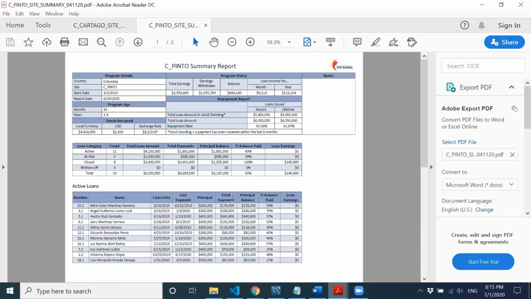All right. So in this case, using total loan amount, they still wouldn't qualify either. It's 6.5 million, whereas they've received 4.8 million. So Pinto, at this time, does not qualify for additional funding, but they could in the future.